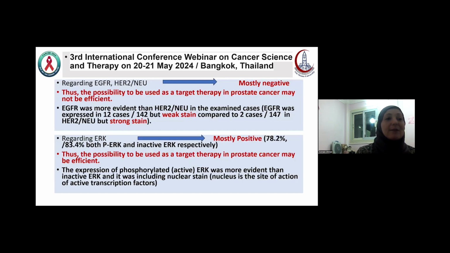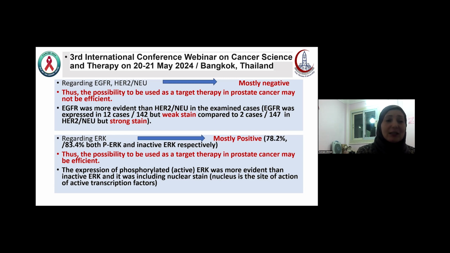What are our results? Regarding EGFR and HER2-NEU, most of the cases were negative for EGFR and HER2-NEU. Only 2 cases express HER2-NEU, and only 12 cases express EGFR. This means that these molecules have limited value, a limited role in prostatic acinar adenocarcinoma. And so even the targeted therapy for these molecules may be very limited in treating patients with prostatic adenocarcinoma.